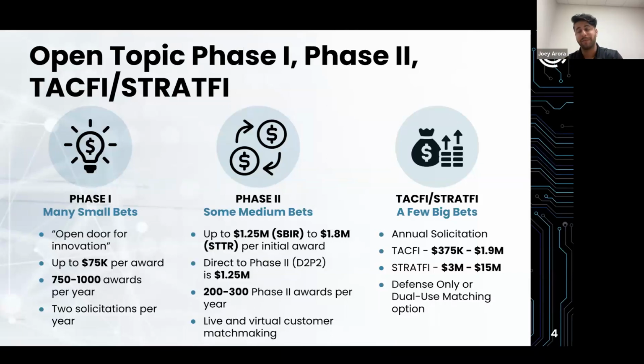And the TAC-FI StratFi program, StratFi applications were due earlier today. And then TAC-FI applications open up for October and are due 8 November. Another webinar, another topic. But today we're here focused on the phase ones. And the key thing to note is there are two solicitations per year. So there's one that is going to be due tomorrow. And then the follow-on one for next year will open up in February and be due in March. The exact dates are to be determined.